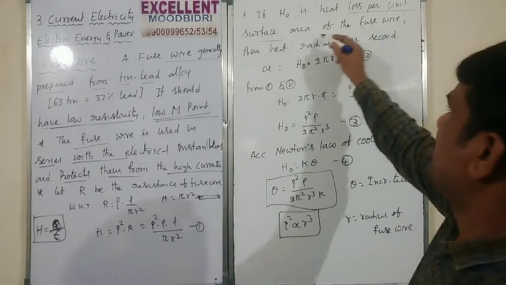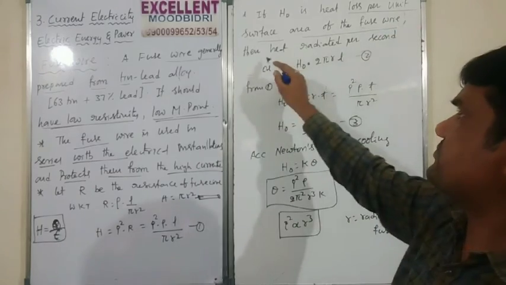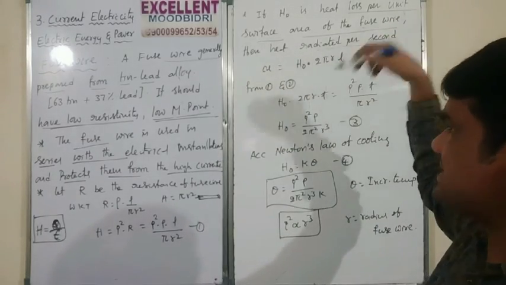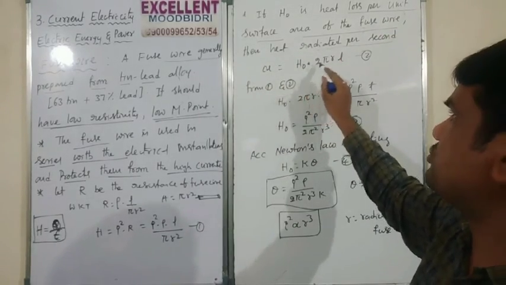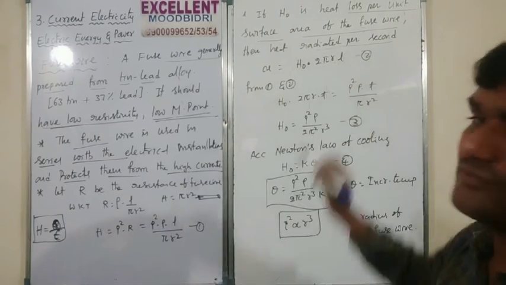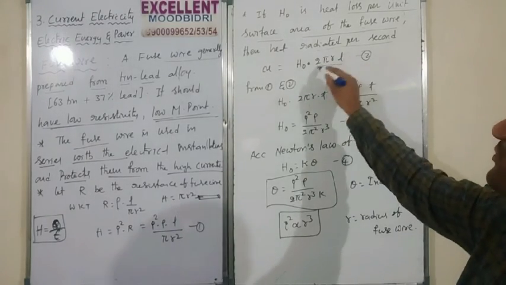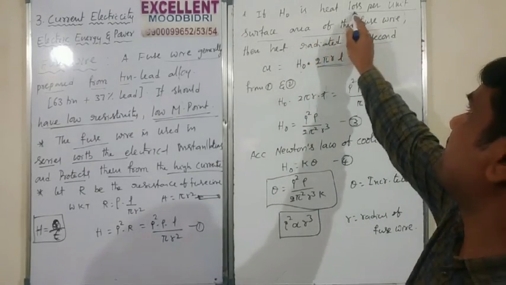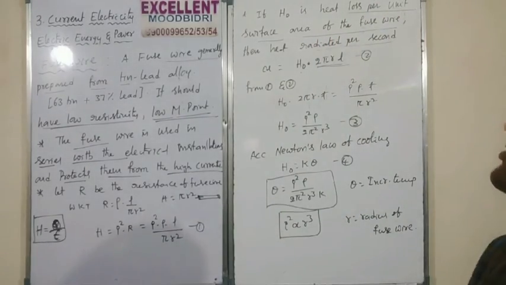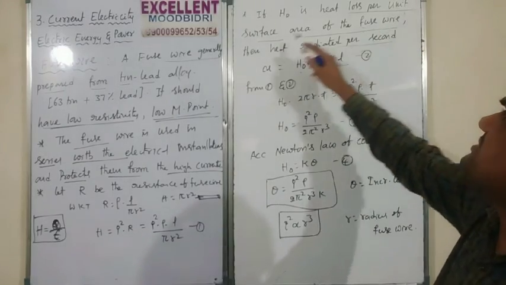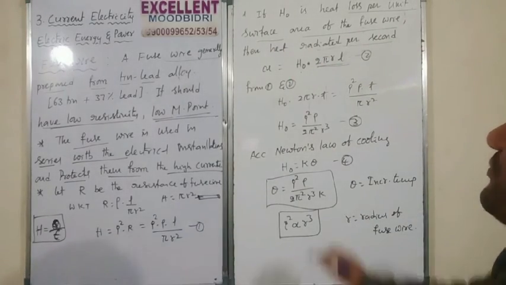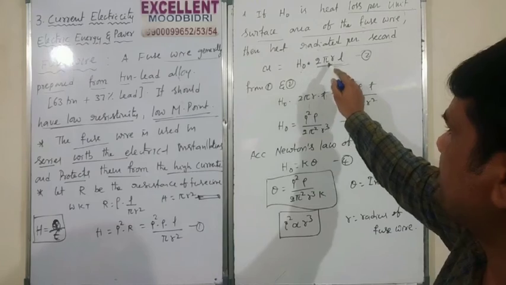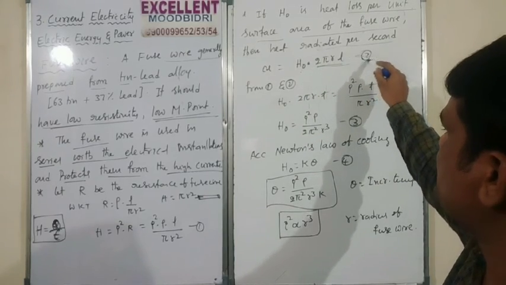So the area of the fuse wire, then heat radiated per second is H naught into 2 pi into R into L, which is the surface area. H naught is nothing but loss per unit time per unit surface. Therefore, H naught into 2 pi into R into L. So this is equation number 2.